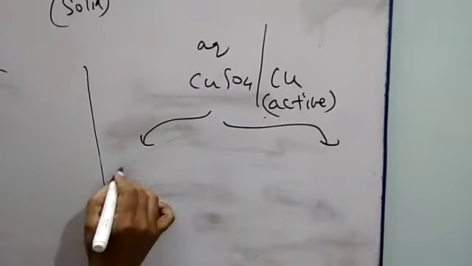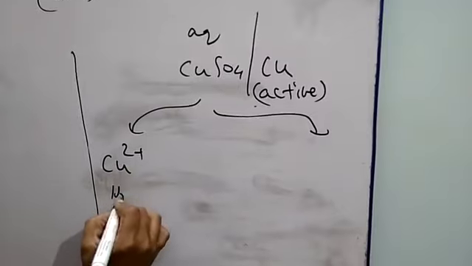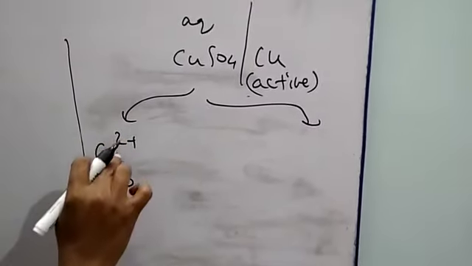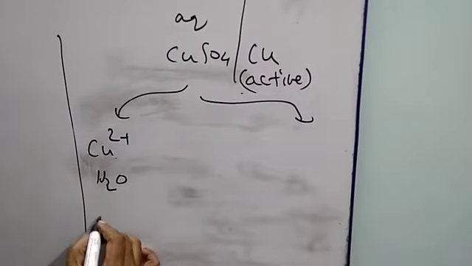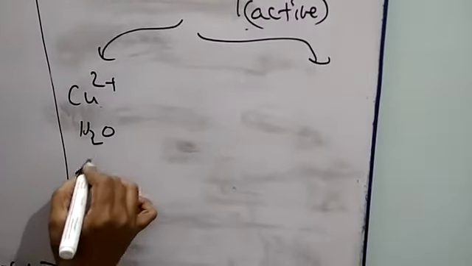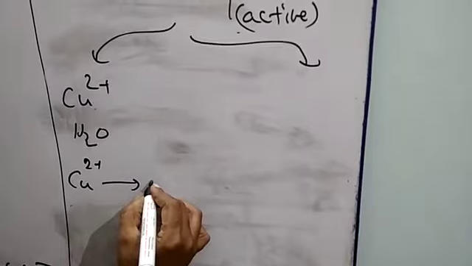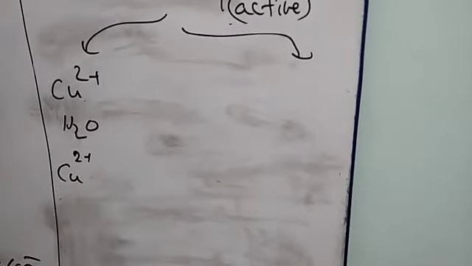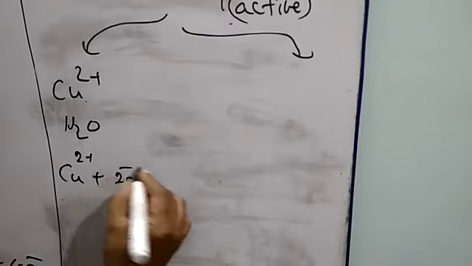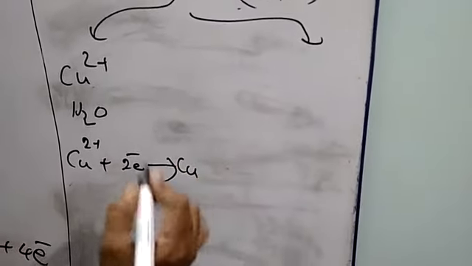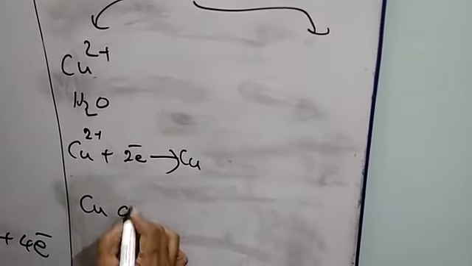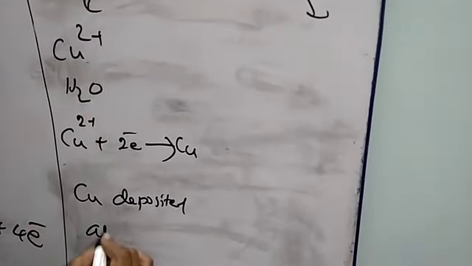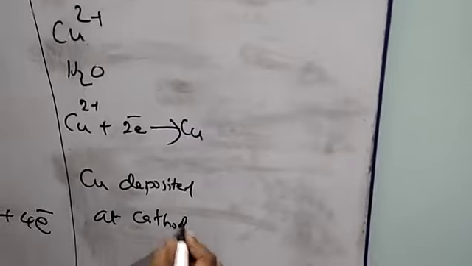In the case of the cathode, same thing. Copper 2 plus and water. Reduction potential of copper is greater. So copper is reduced. Please always keep in mind, reduction means gain of electron. So it gives copper. Copper is deposited at the cathode. This is the first point.